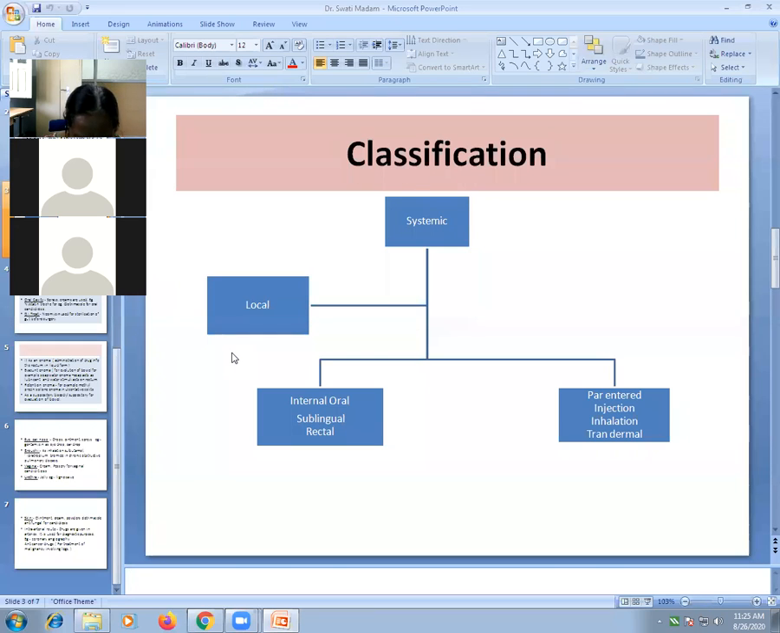Understood? Yes, ma'am. Understood. Now this is all about routes of administration.